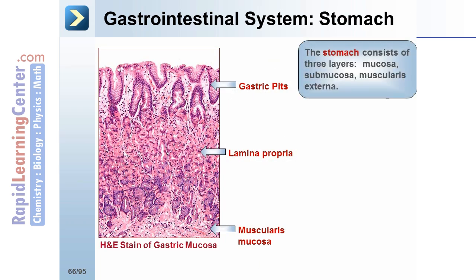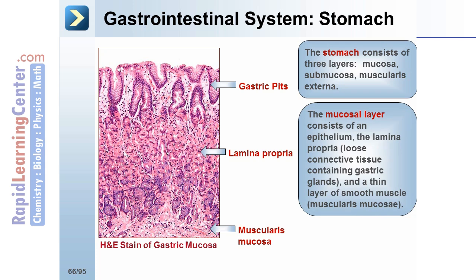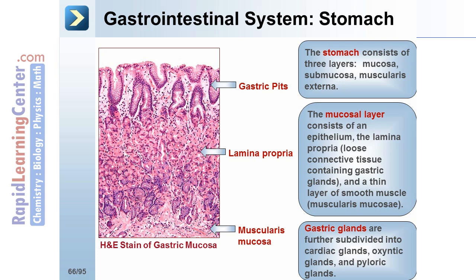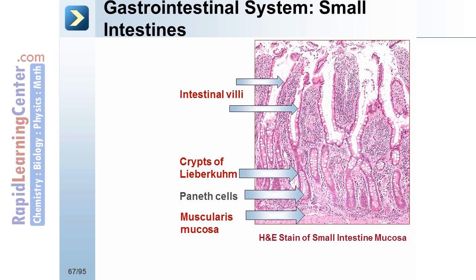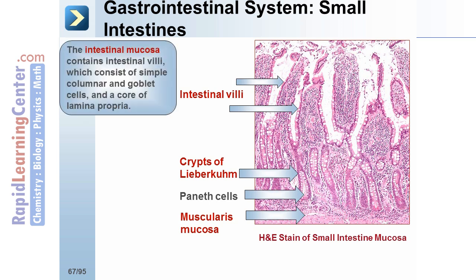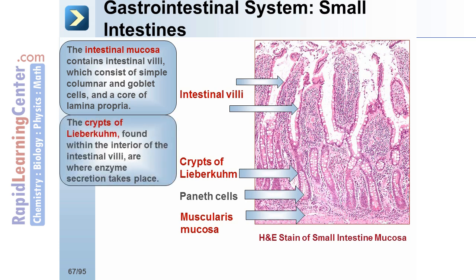Next, we will take a look at the histology of tissues. In traditional classifications, there are four forms of fibrous tissue: epithelial, connective, muscle, and nervous. In this section, we will explore the histology of these four types of tissue.